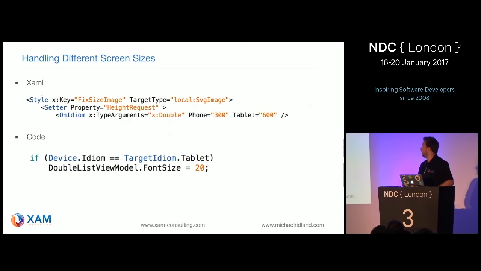One of the other things you can do is handle different screen sizes. If you have a look over here, I've got a style for the height request. Depending on if it's a phone or a tablet, I'm setting a different value. And you can also do that in code, so you know if it's a tablet or if it's a phone.